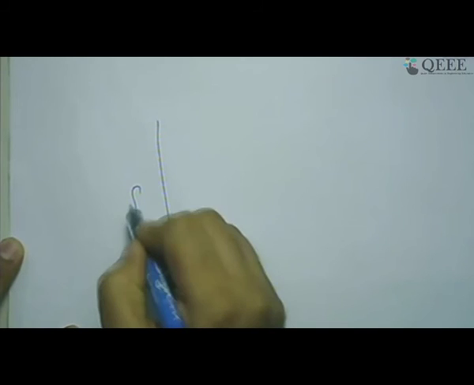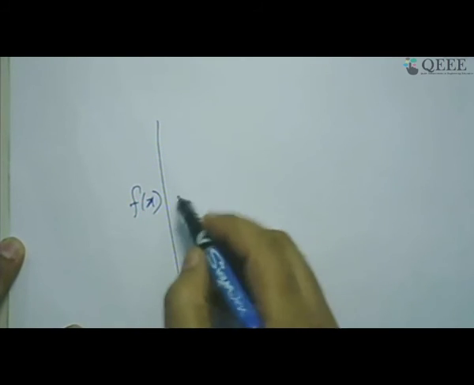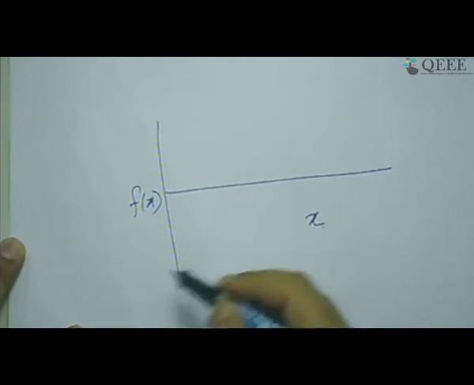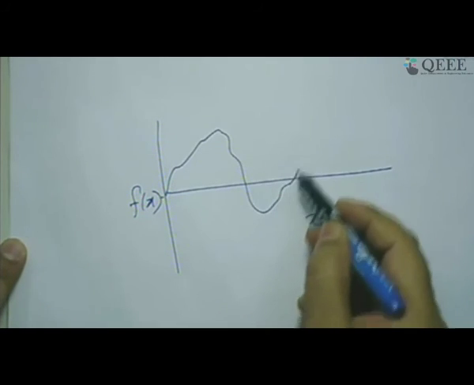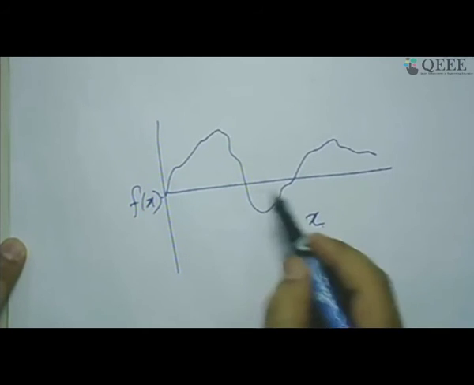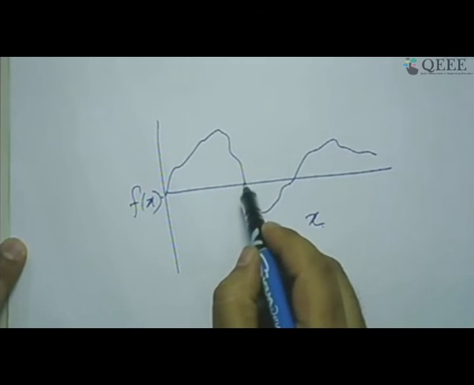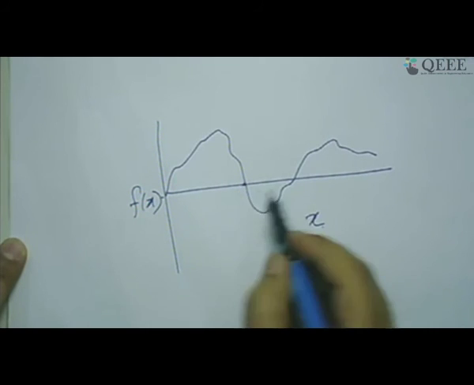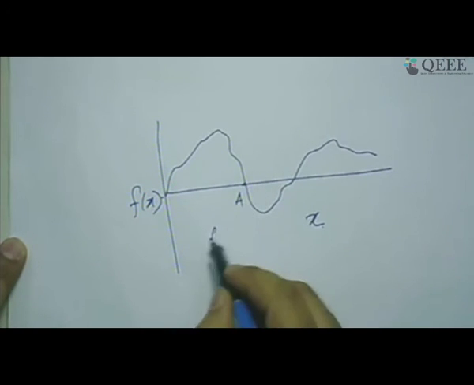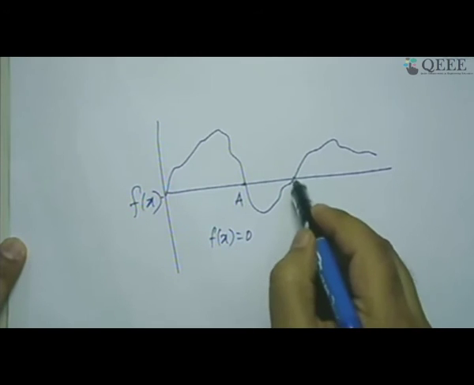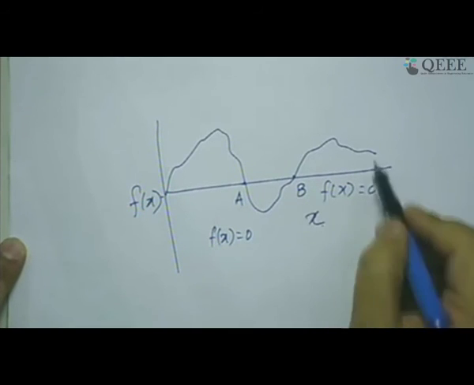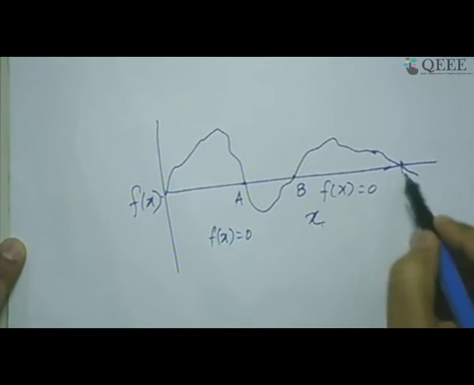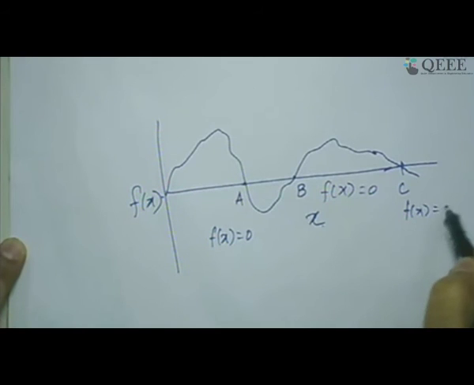So what do I have? I have some f of x, and these are the x values. What is it that I am trying to see? I am trying to see where the zeros of this polynomial are, that is, where f of x equals 0. So this is point A where f of x equals 0. This is point B where f of x equals 0, and so on. It might have another point C at which f of x equals 0.